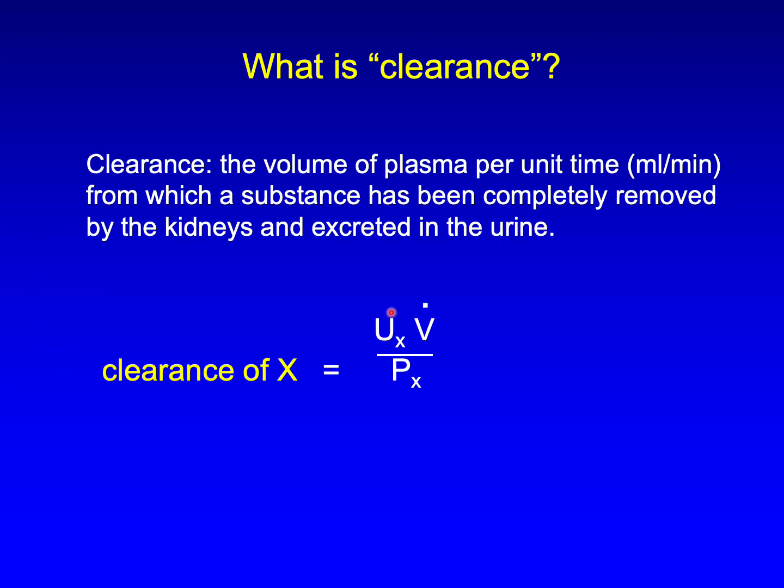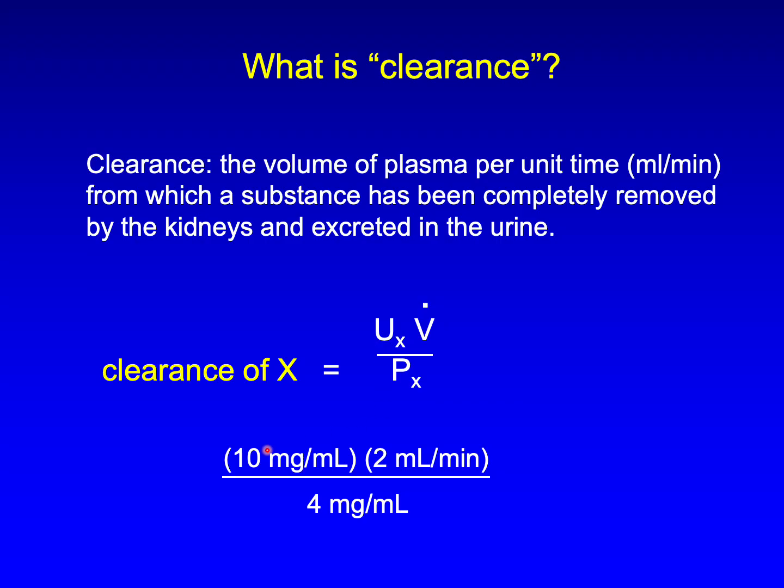Clearance of X equals the urine concentration of X multiplied by the urine flow rate divided by the plasma concentration of X. So we just refer to this part as UV over P. As we go over this idea of clearance, we'll plug in some numbers so you can see how it works. First, we measure the rate at which X is excreted in the urine by multiplying the urine concentration of X, in this example 10 milligrams per mL, by the urine flow rate, 2 mLs per minute. So 20 milligrams of X, 10 times 2, are being excreted in the urine each minute.